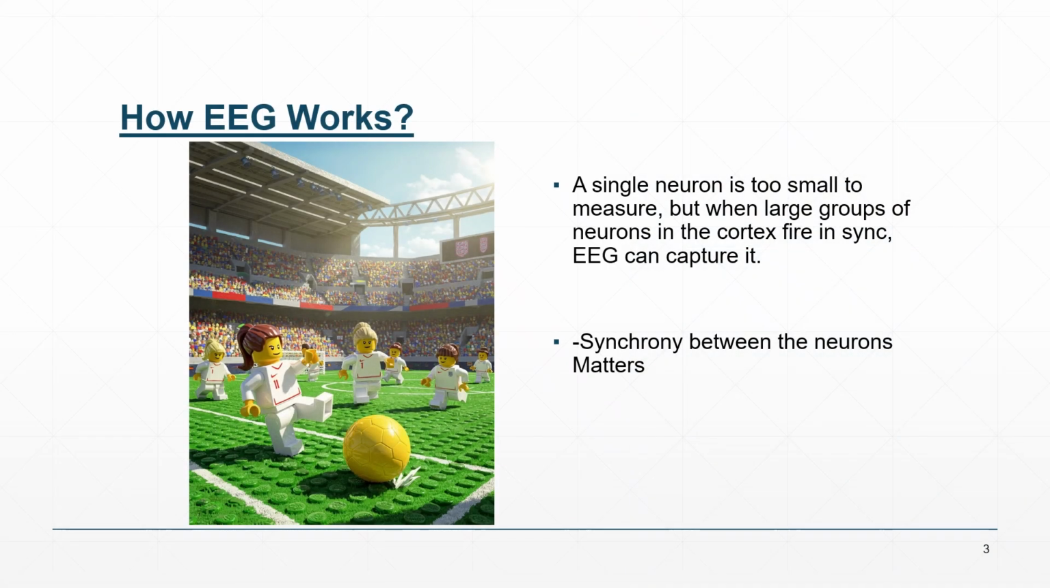Imagine you're at a football stadium. One person cheering is too quiet to notice. But if thousands of people shout together, the whole stadium shakes. EEG works the same way. A single neuron is too small to measure, but when large groups of neurons in the cortex fire in sync, EEG can capture it. Synchrony between the neurons matters.